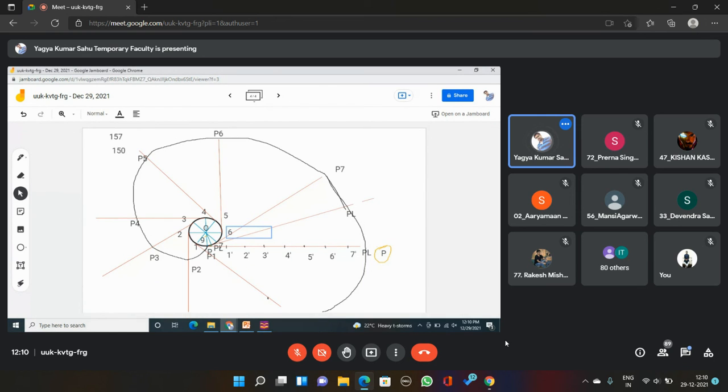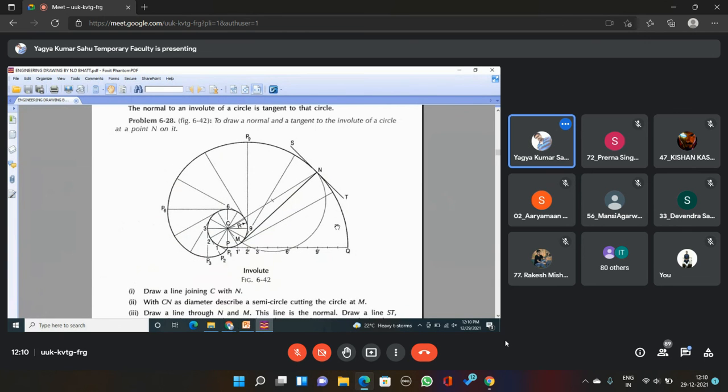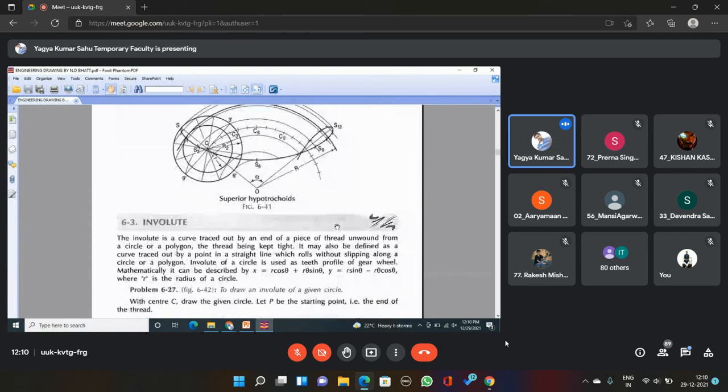The concept should be clear. Which will be your starting point, how much radius we will take, where will be your tangent. Can you draw this one? One second.